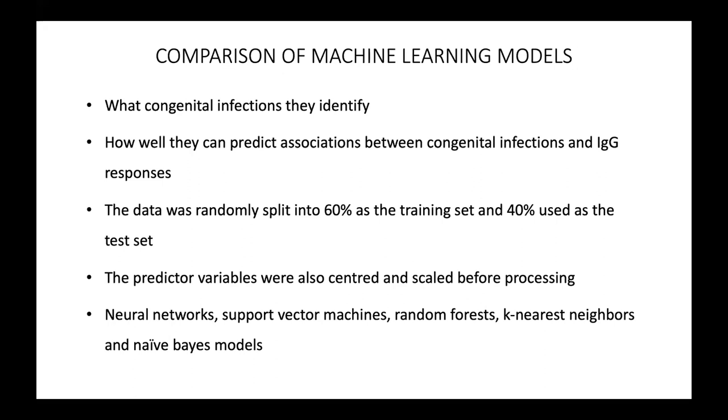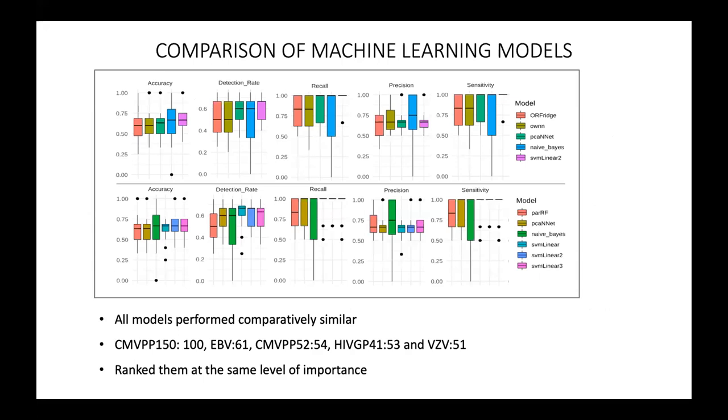And so I looked at how accurate they are in detecting these congenital infections, what their recall capacity, precision and sensitivity are. And what I noticed is that all these models performed comparatively similar, and they all predicted these congenital infections as ones that are important for driving the clustering of the responses that we are seeing. And interestingly, they ranked CMV at 100, and they also ranked them at the same level of importance.